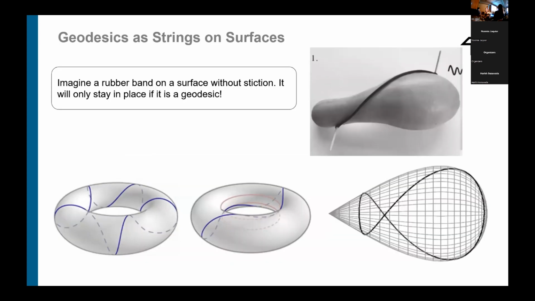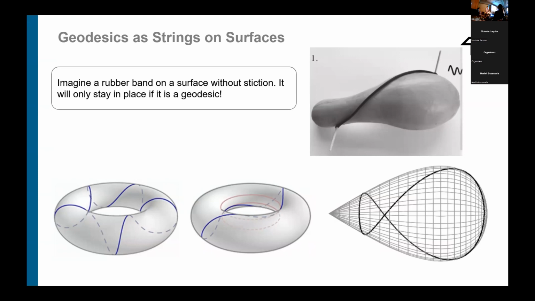Okay, here's another example on different spaces. Whenever we get the property that it doesn't move anymore, we found a geodesic, right? And it's important to imagine that the string on the surface is without any stiction, right? So it means that whenever there is a normal force, the normal force will also be relaxed after some time if we wait long enough.